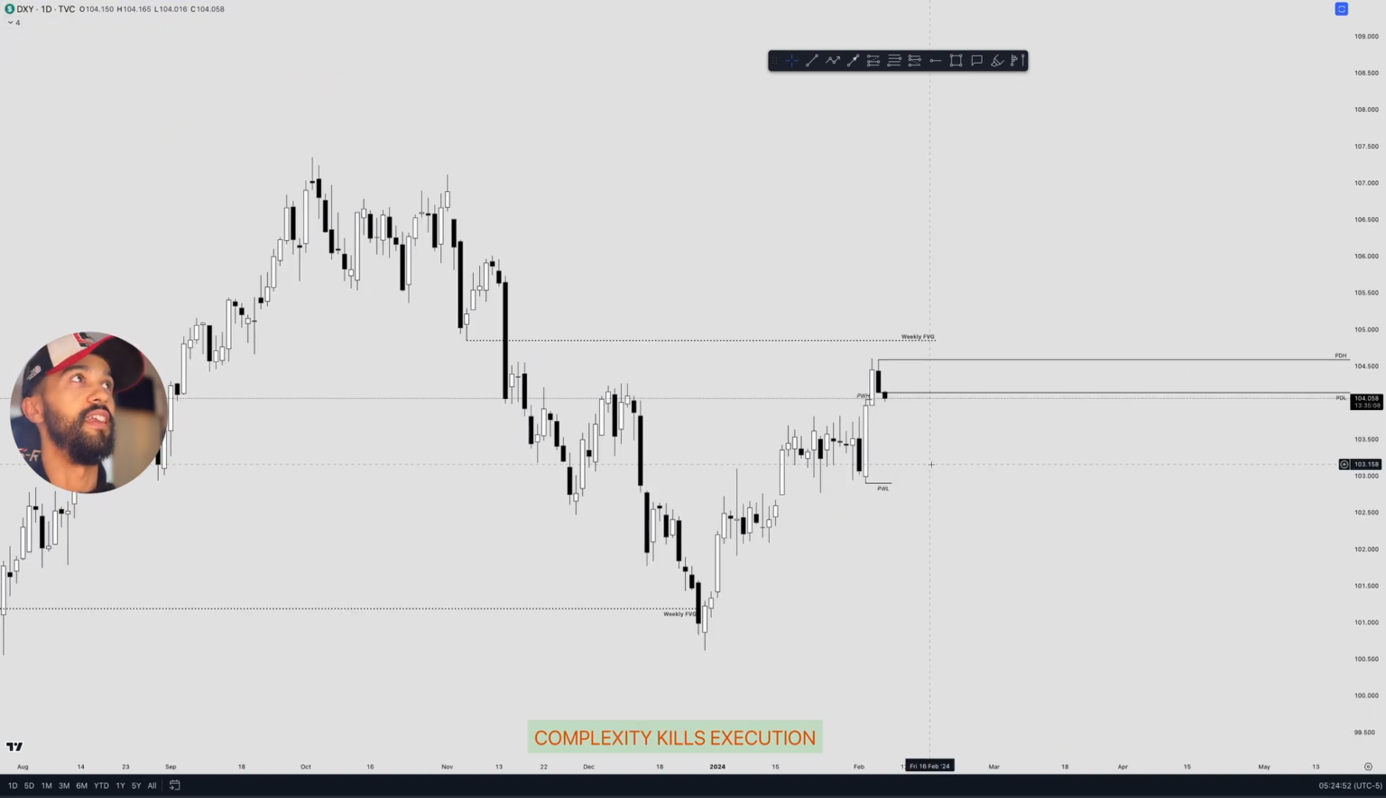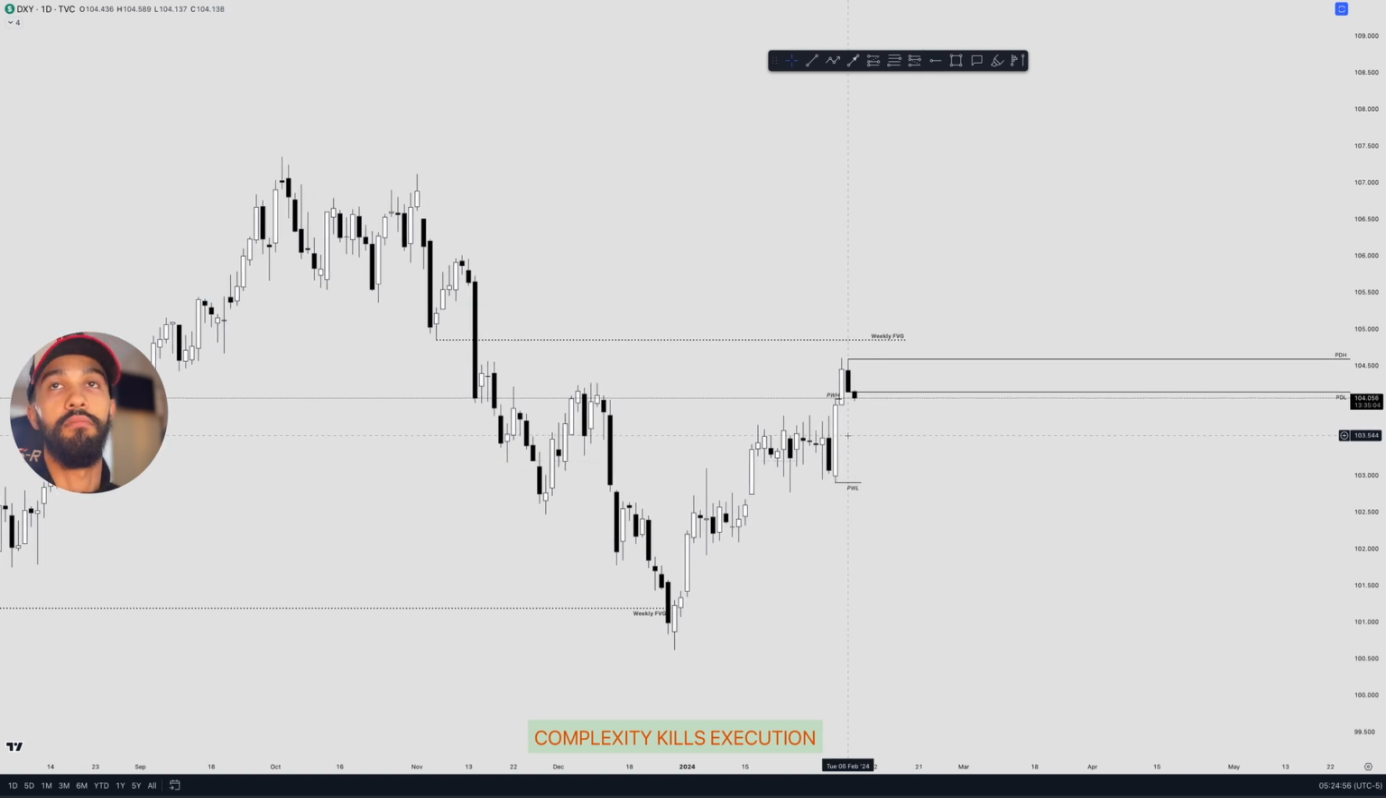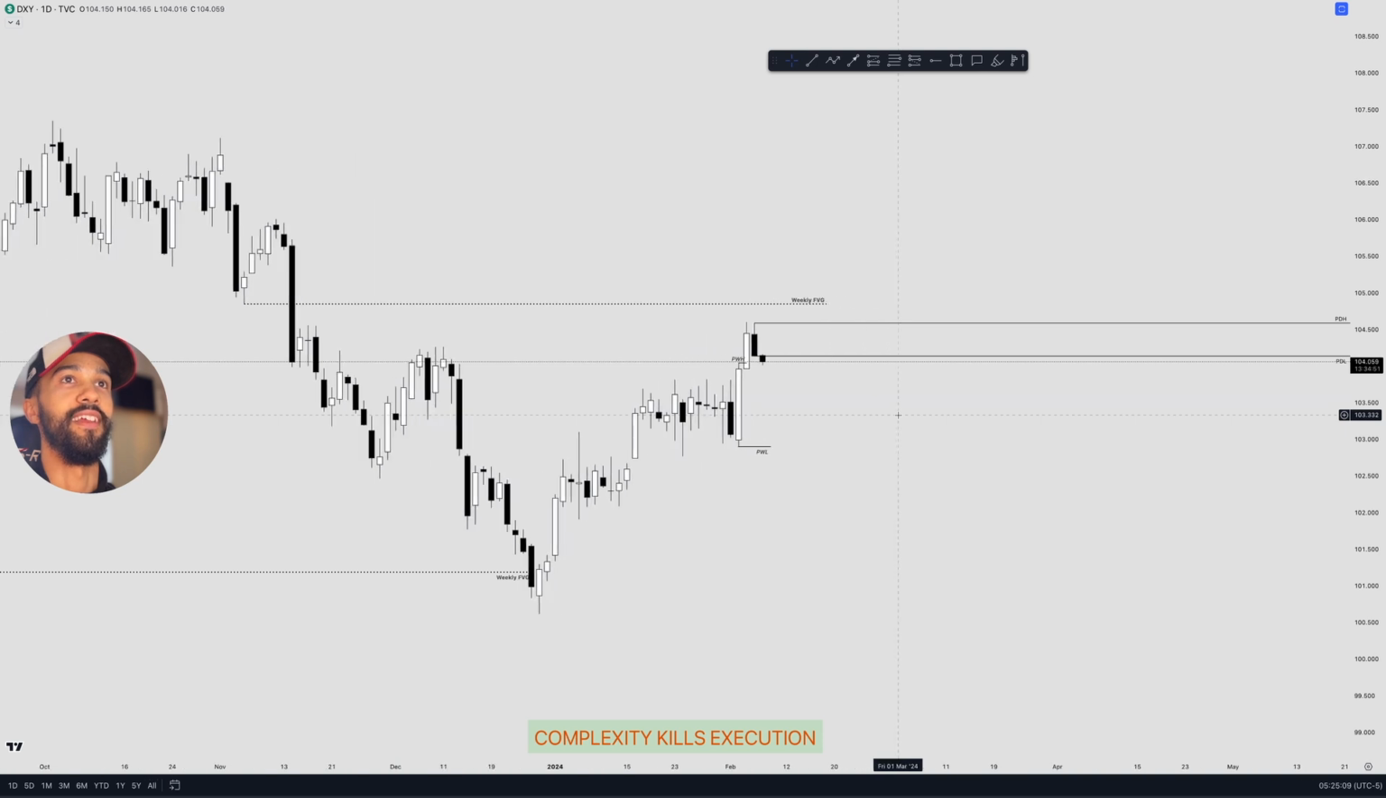So we'll start off on the daily on DXY like we did on EU. And you can see yesterday closed out as a big bearish candle. That was after, you know, we broke these previous highs here, which is buy side liquidity, and we've gone into this fair value gap and weekly fair value gap, right? So you can see that pretty clear.